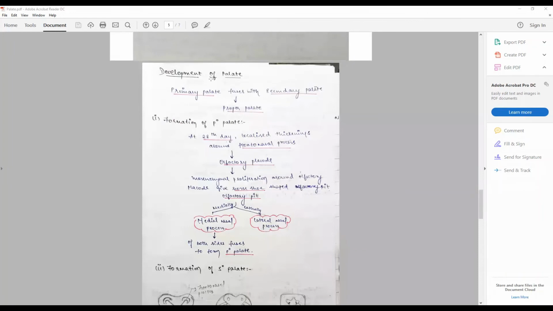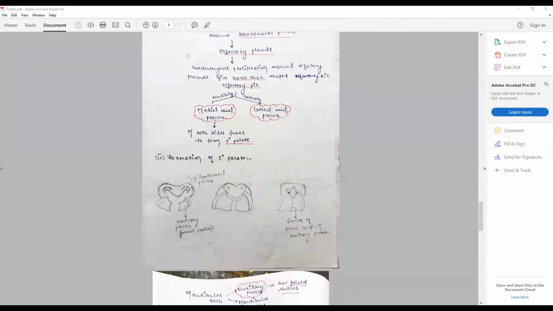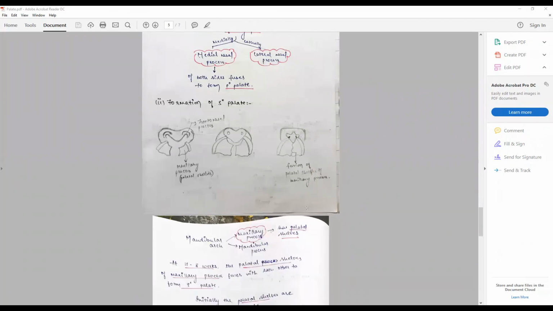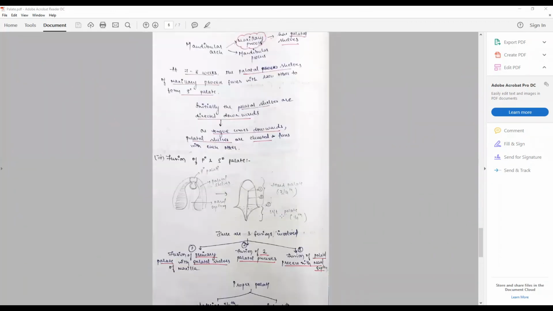To recapitulate, development of palate: the primary palate fuses with the secondary palate to form the proper palate. The formation of primary palate, 28th day, along the frontonasal process, which arises from the olfactory placode that gives rise to the olfactory pit, medially the medial nasal process, laterally the lateral nasal process. The medial nasal processes fuse on both sides to form the primary palate. Draw the diagrams very carefully, and you will find the formation of secondary palate.